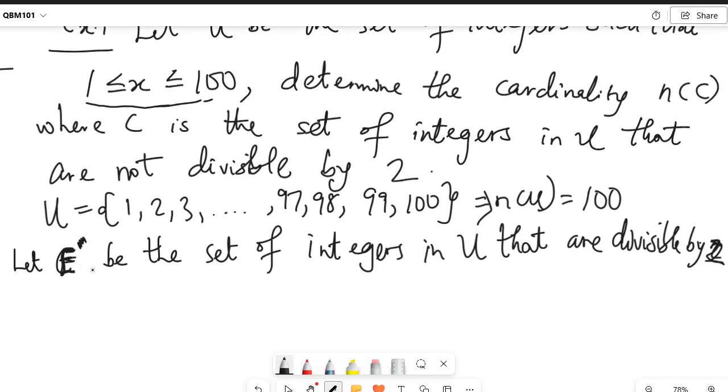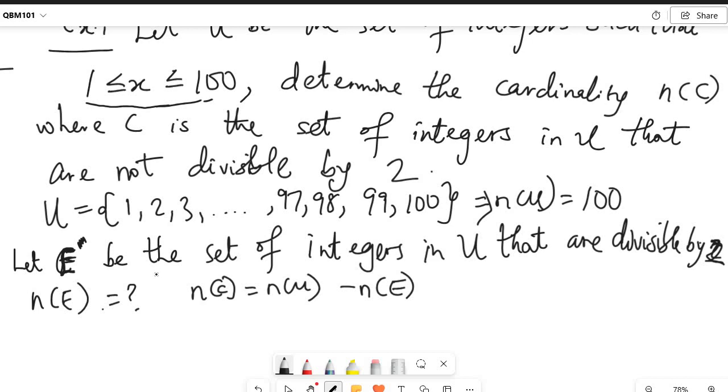Now let's see how to find the set of integers, that is, let's find n of E. So you will now know that n of C will simply be equal to n of U minus n of E. I believe you understand that, since n of C are the integers in U that are not divisible by 2, and n of E are the integers in U that are divisible by 2. And that is just quite basic.